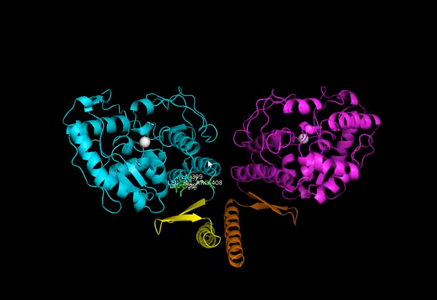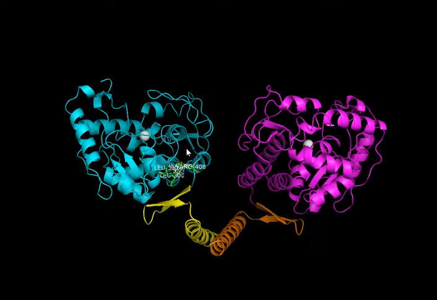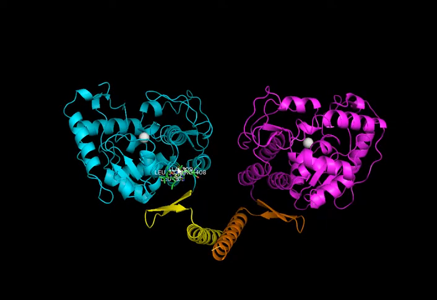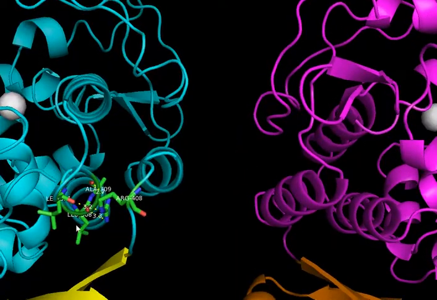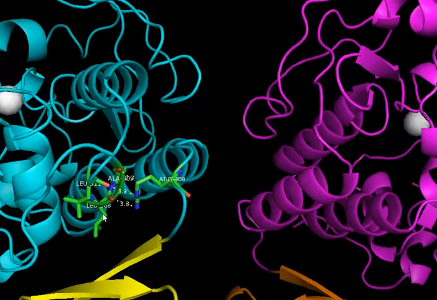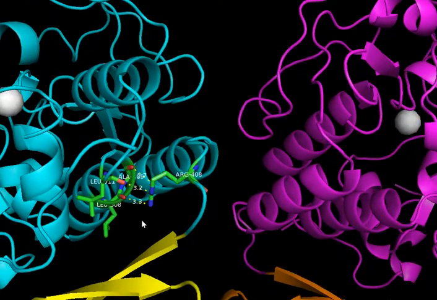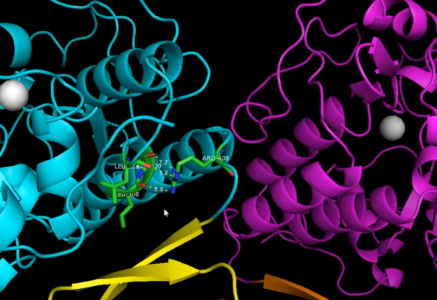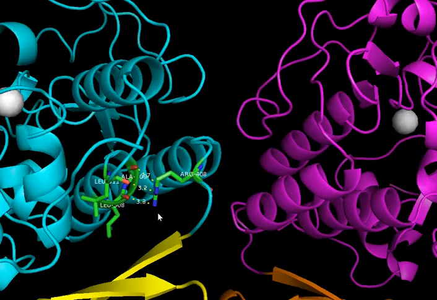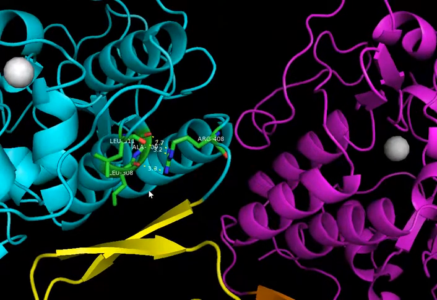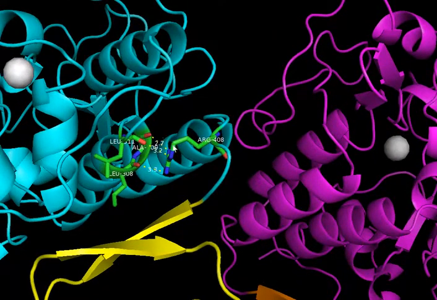Firstly, in the case of the non-R408W mutant, if we zoom in on the structure and orientate ourselves, we can see that the residue at position 408 is the amino acid arginine. This forms links with other amino acids part of the structure within the same subunit. These links are called hydrogen bonds, and we can see three of them here.